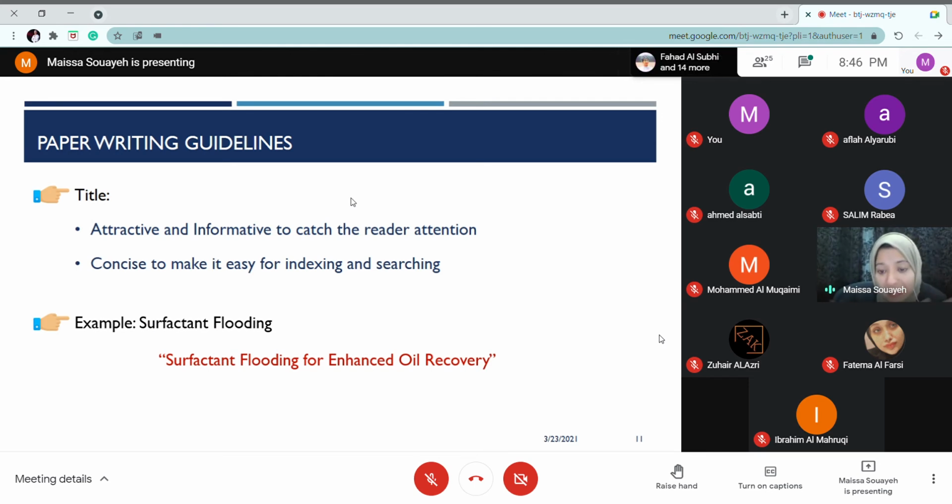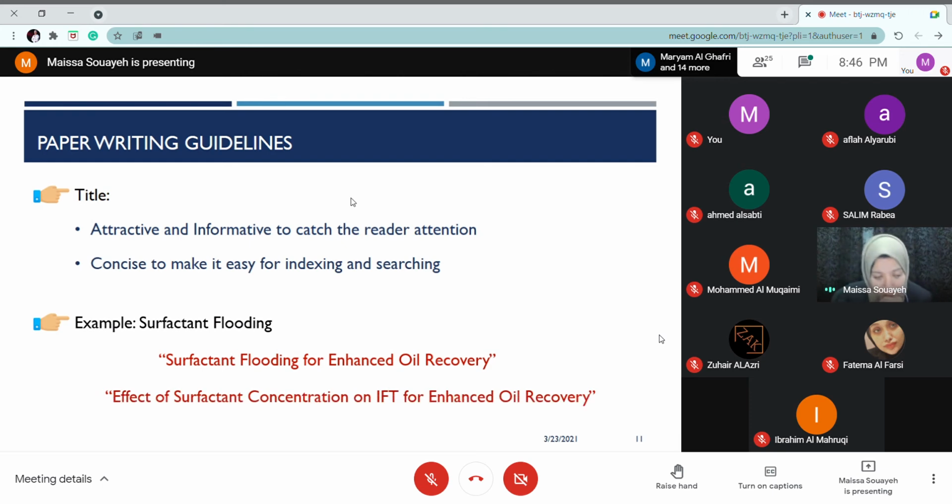But in the end, it's not informative. It shows that the work is about surfactant flooding and enhanced oil recovery, but it doesn't give any details or information about what exactly you did and what kind of results you're expecting. Let's try again.